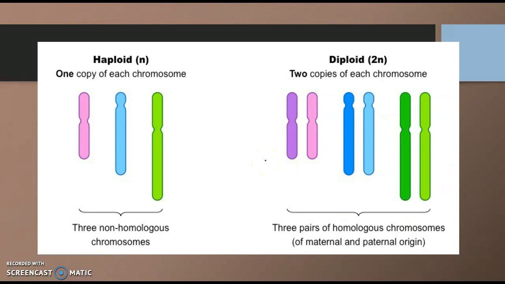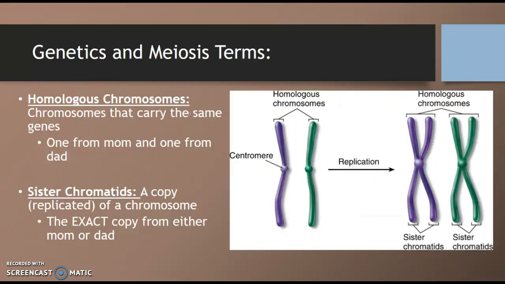If we look here, a diploid cell, like a skin cell, has a chromosome from mom and a chromosome from dad. But in a haploid cell, you only have one of those chromosomes. You literally have half the number of chromosomes.